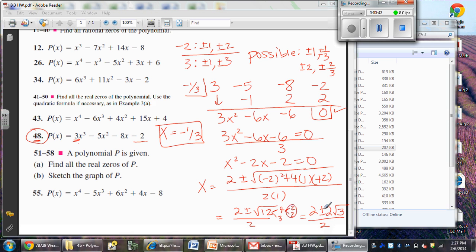And then we can reduce that even further. I'm going to come over here. 2 divided by 2 is 1, and then 2 divided by 2 is 1. So 1 plus or minus the square root of 3 would be my other solution. So that is how I do that problem.